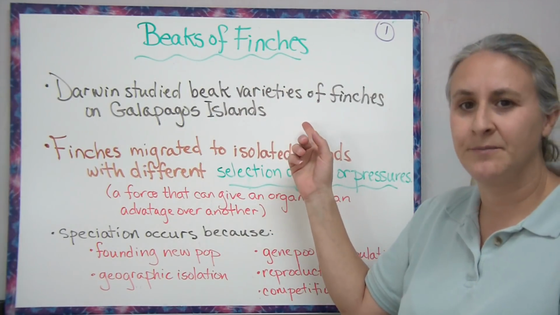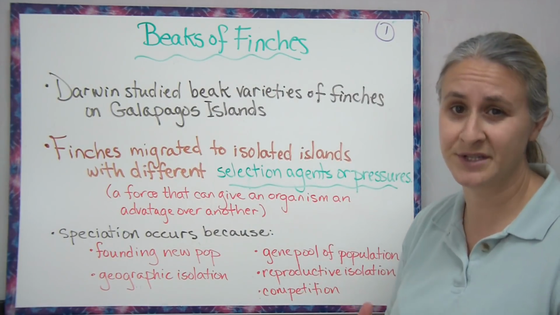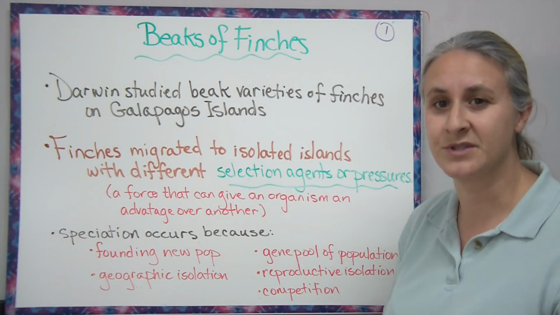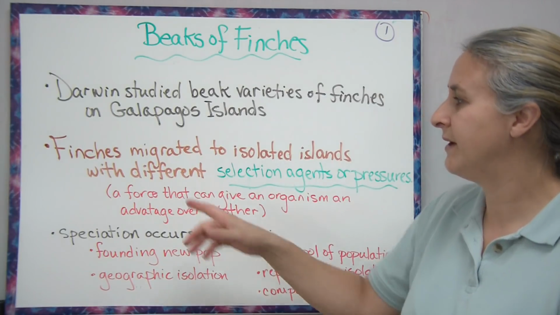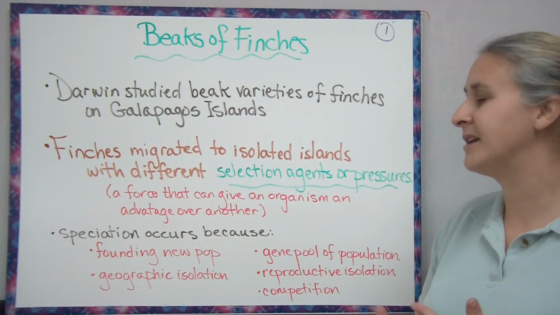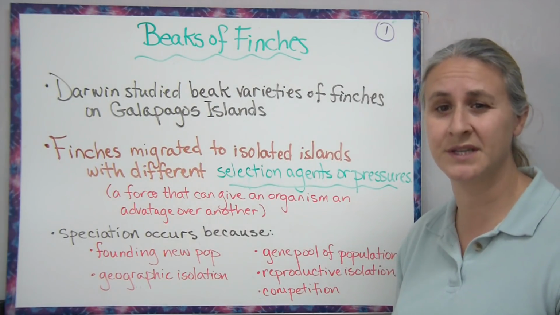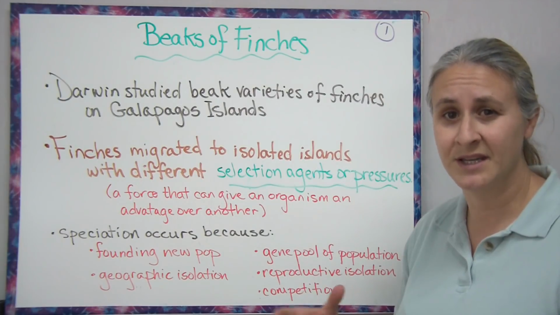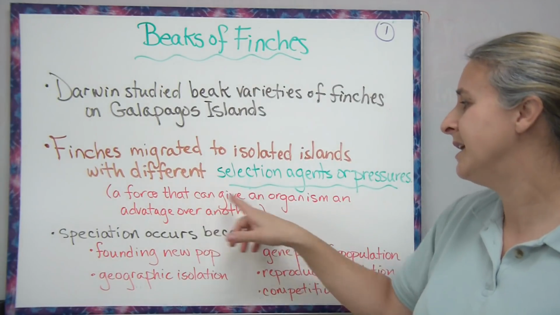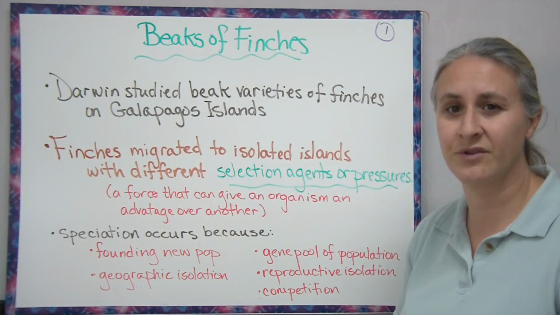So our Beaks of Finches lab, the idea behind this one is that Charles Darwin studied beak varieties of different types of birds, the finches, that he saw on the Galapagos Islands while he was doing his studies and tours of the world. The finches migrated to isolated islands with different selecting agents or pressures. Each of the islands had their own food sources, there were different organisms present, they had their own kind of little micro-environments. In the end, it was something that created a force that gave an organism an advantage over another.